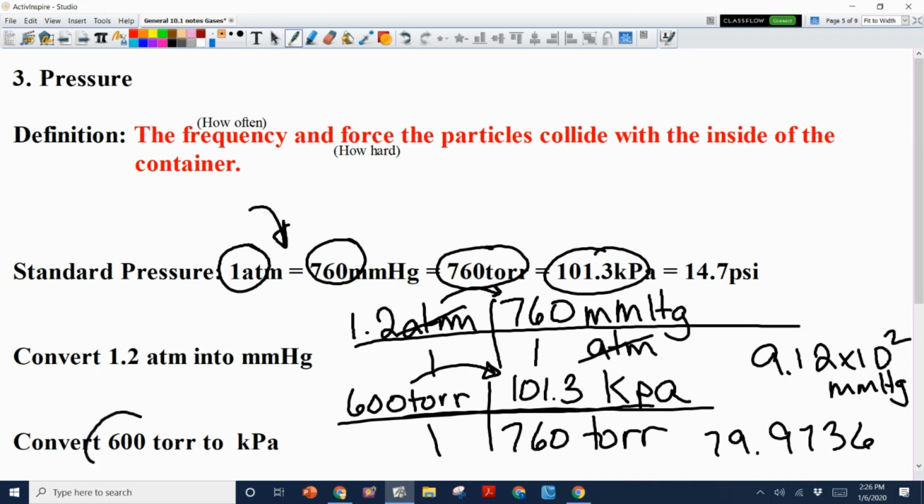All right, and so we have 1 sig fig here. So this is going to be 80. That would be your ultimate answer on that. Okay, on this one above, we have 2 sig figs here. So it would be 9.1. That 2 would drop off.